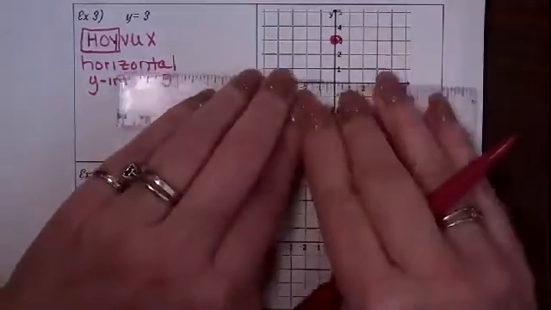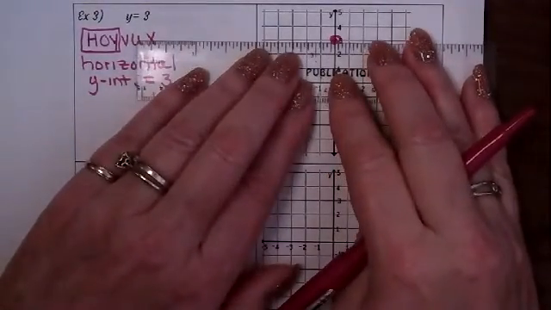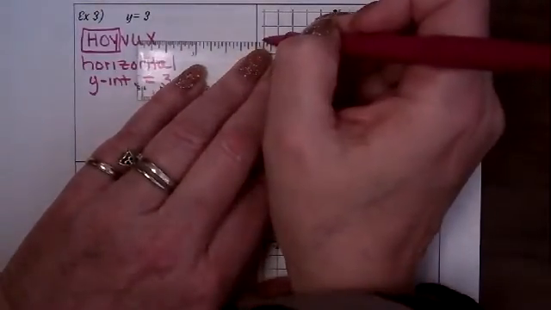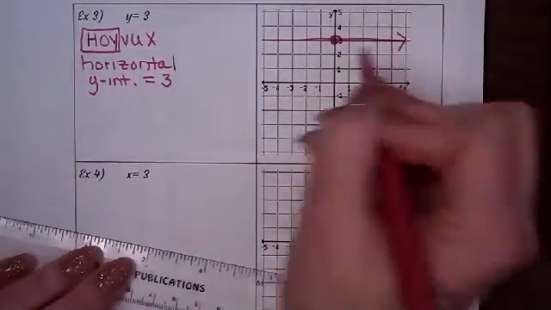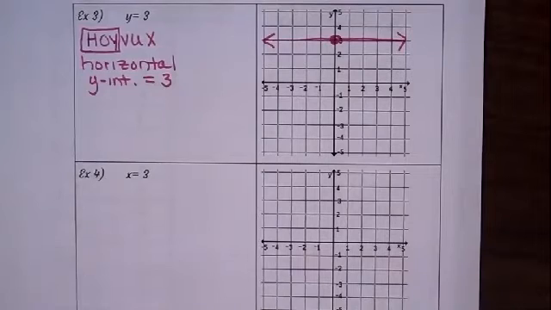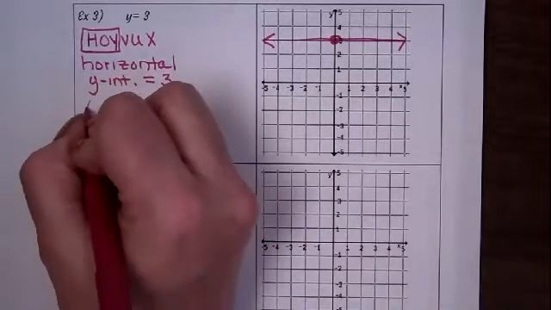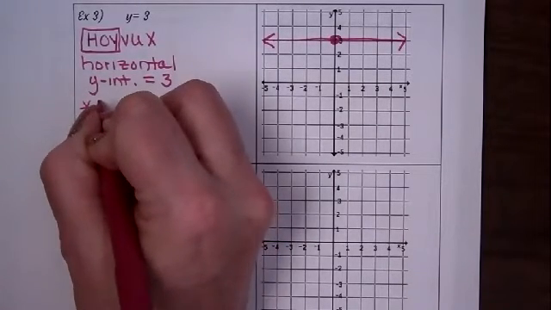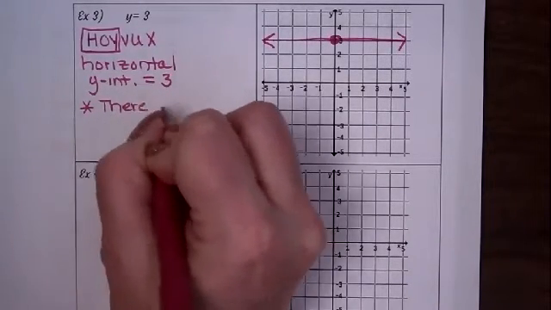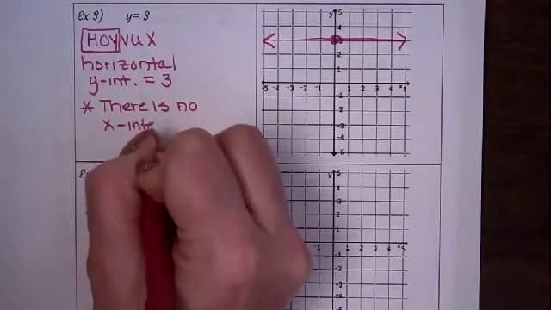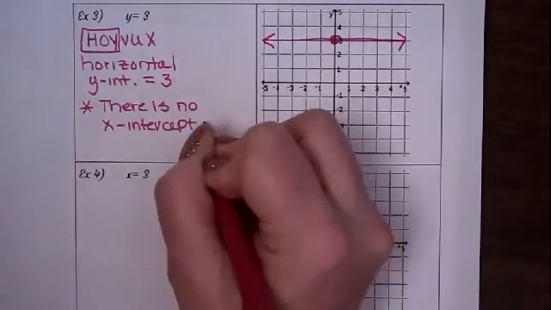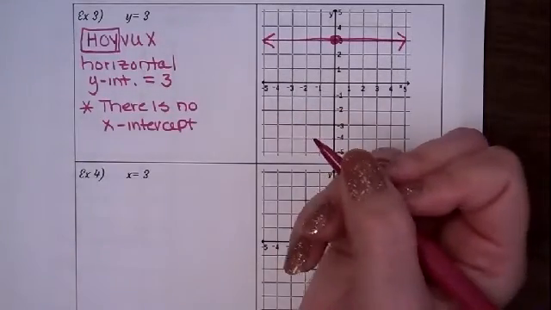And when I draw my horizontal line, I'm noticing something. That line is running parallel to the x-axis, which means there is no x-intercept because it's never going to cross. Okay? So a little note. There is no x-intercept except for, because there's an exception to the rule.